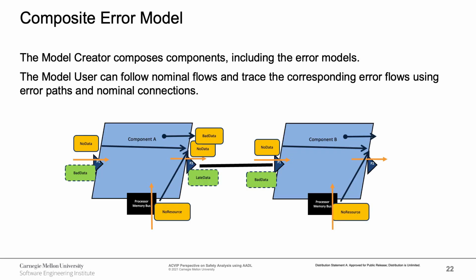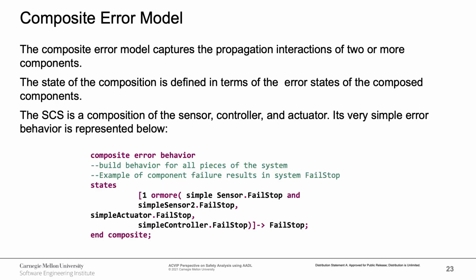The model creator composes components, including the error models. The model user can follow nominal flows and trace the corresponding error flows using error paths and nominal connections. Switching to a more complex example, Composite Error Model. The Composite Error Model captures the propagation interactions of 2 or more components. The state of the composition is defined in terms of the error states of the composed components.